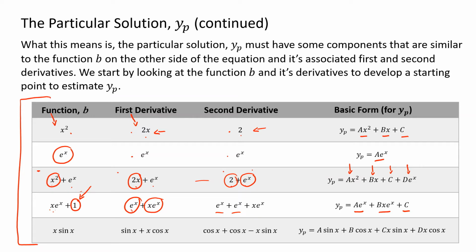Our last example has sine. So we have x times sine of x. Our first derivative, again using product rule, is the derivative of the first term, x, which is 1, times the second term. So we have just sine of x, plus the derivative of the second term, which is cosine of x, times the first term, x.